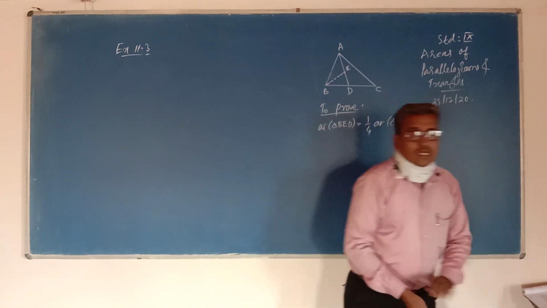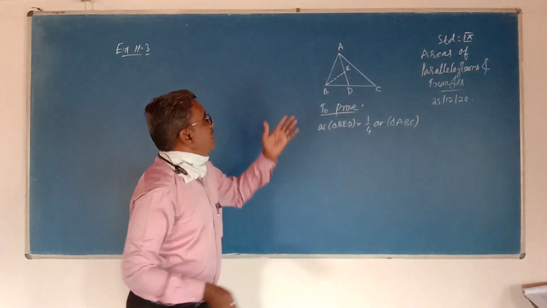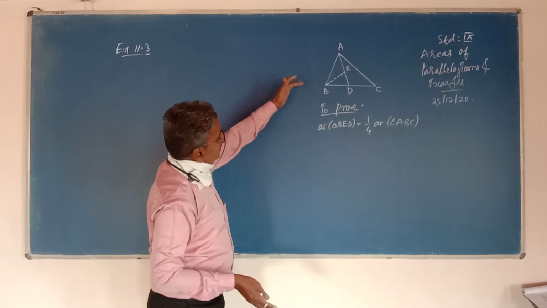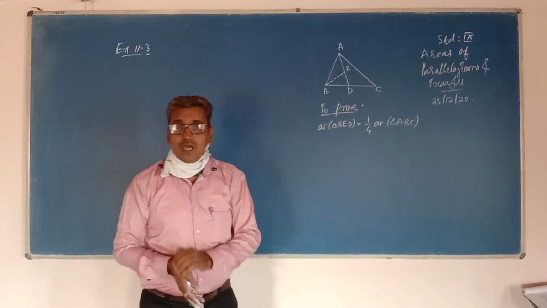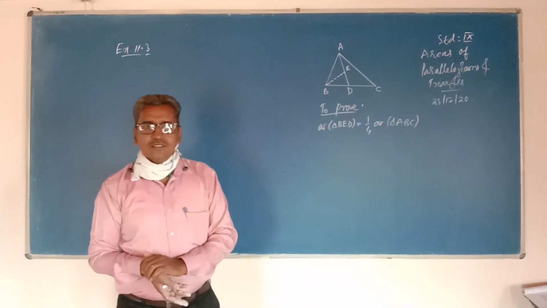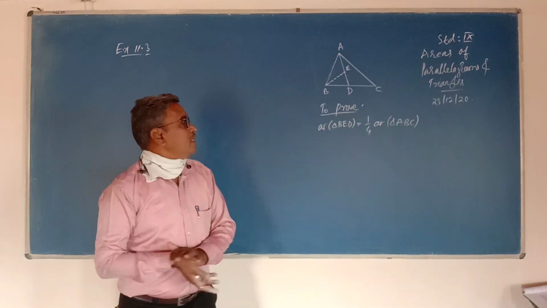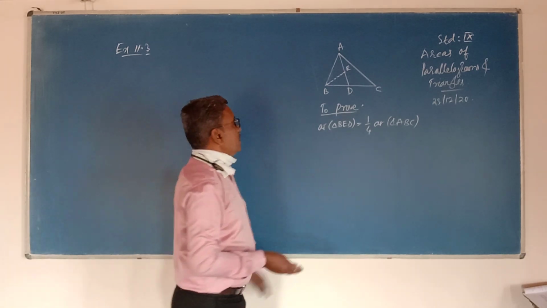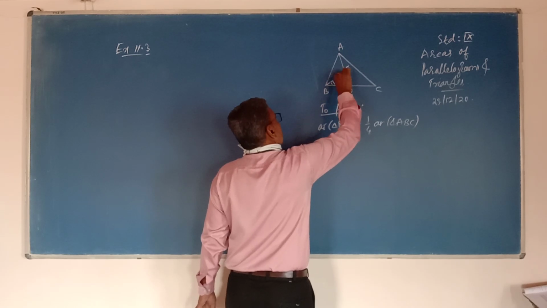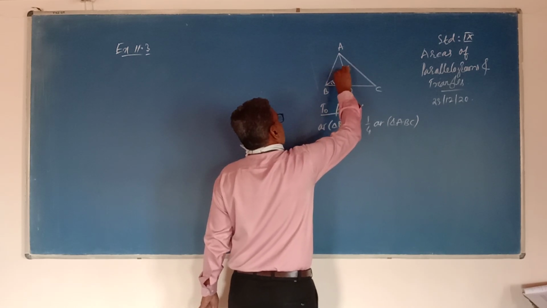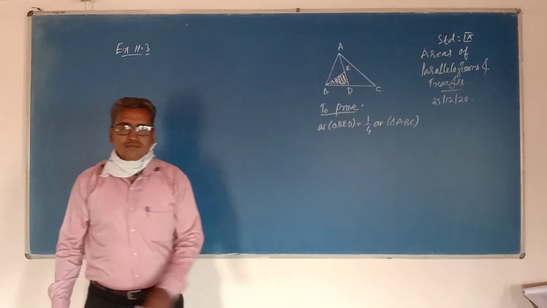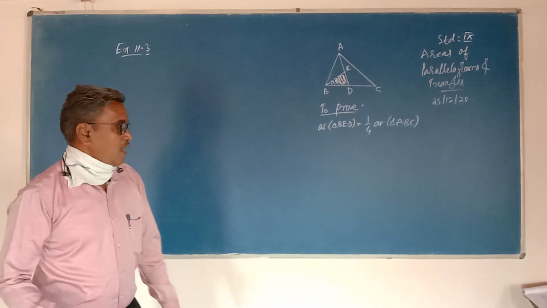In the last example, you proved for E any point that area ABE is equal to area ACE. You have proved that. Now, E is the midpoint of the median. Then prove that the area of BED is 1/4 of the given triangle.